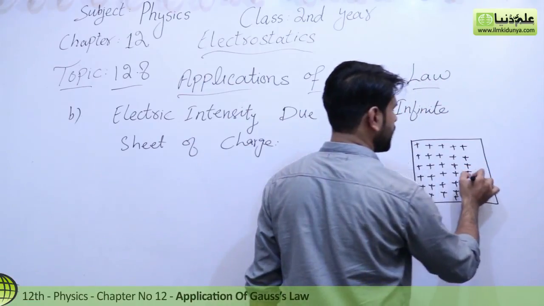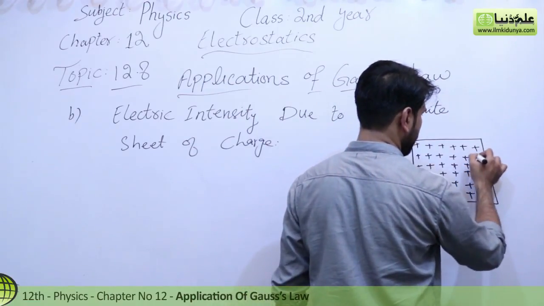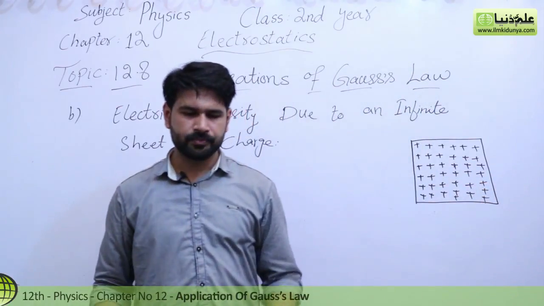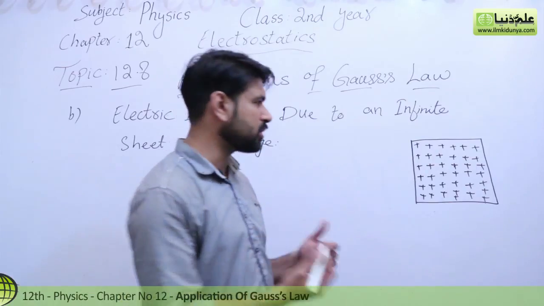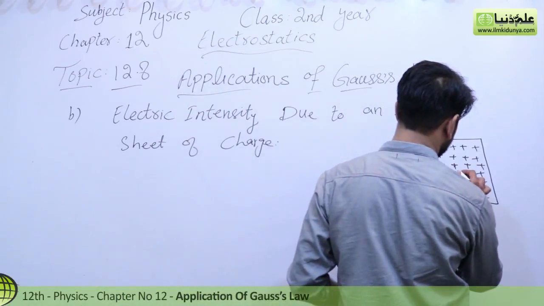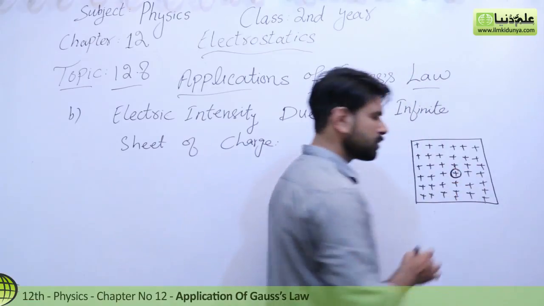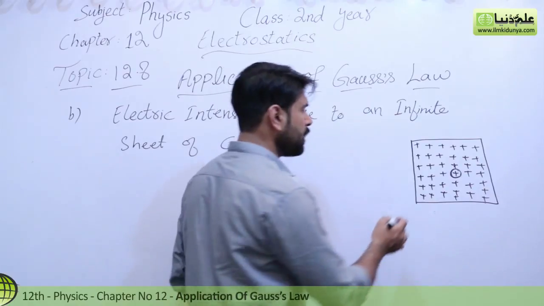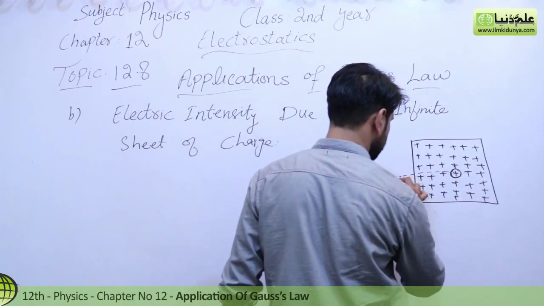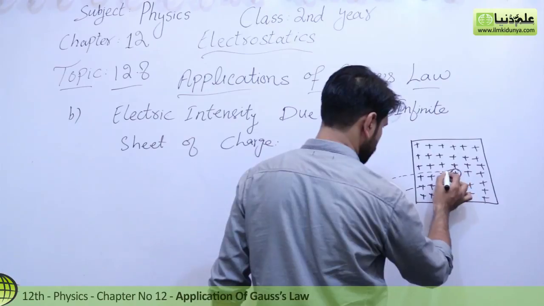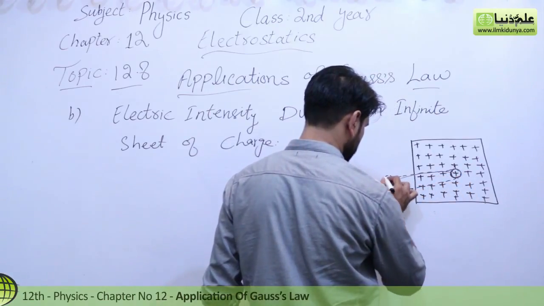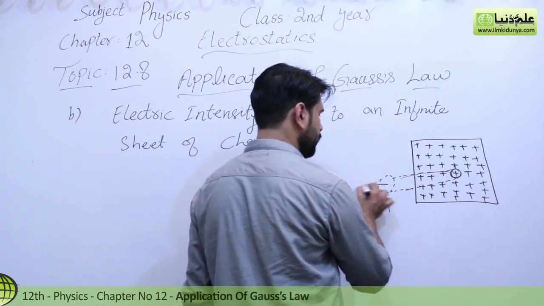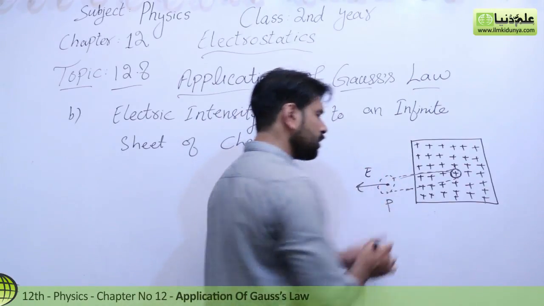There are a large number of charges in the sheet. Now, as usual, we will define a closed surface like this, and find the electric field intensity at a point. Suppose this is a point P, and we suppose a closed surface. We have the intention to find the E at that point.